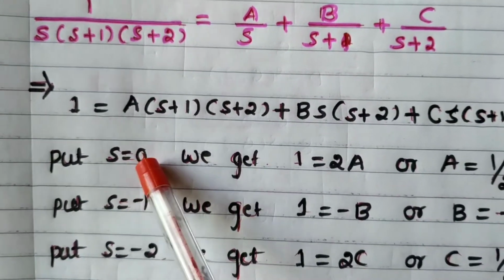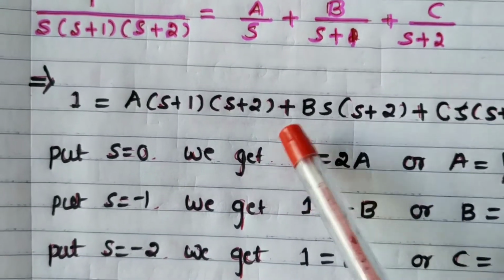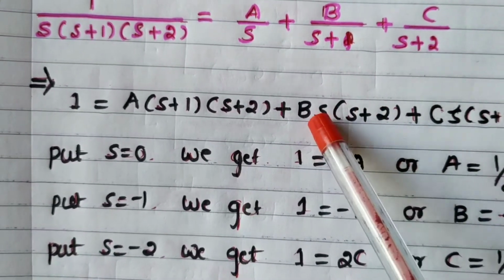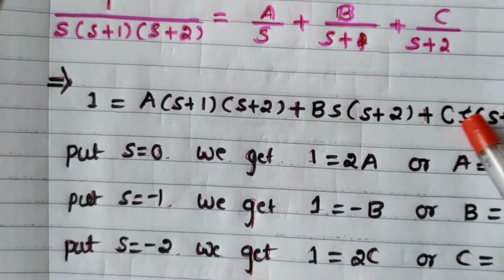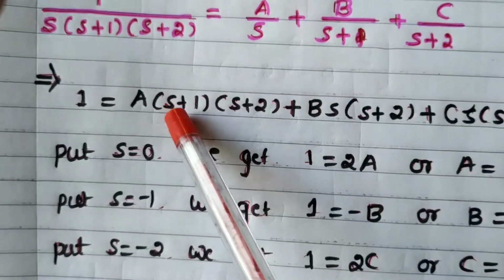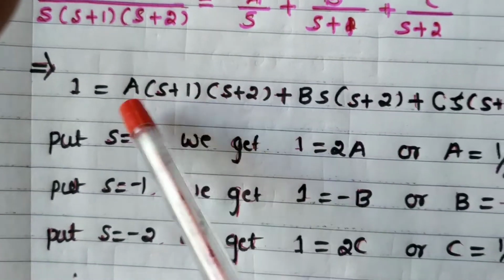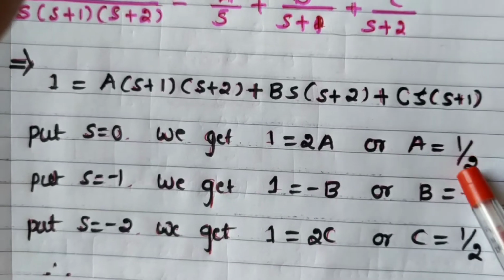Suppose we put s equal to 0. The LHS is not affected, it stays as 1. Whenever s equal to 0, the second and third terms become 0 because of the factor s. In the first term, it is 0 plus 1, 0 plus 2, 2 into 1 is 2, so we are left with 2a. Therefore 1 equals 2a, or a equals 1 by 2.